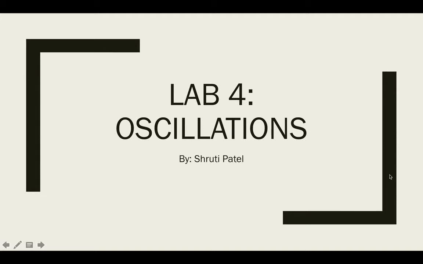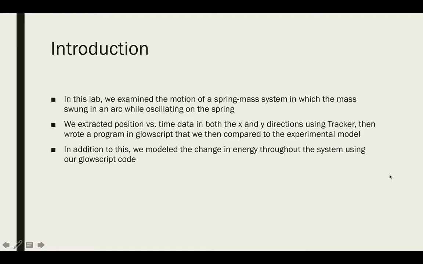Lab 4 discusses oscillations. In this lab, we examined the motion of a spring mass system in which the mass swung in an arc while oscillating on the spring. We extracted position versus time data in both the x and y directions using Tracker, then we wrote a program in GlowScript that we then compared to the experimental model. In addition to this, we modeled the change in energy throughout the system using our GlowScript code.